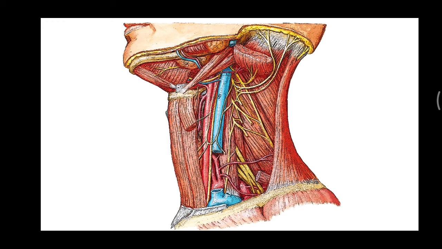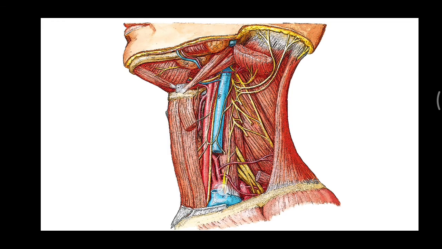Next one, nerve to the subclavius. It arises from the upper trunk carrying fibers from C5 and C6. The next one, suprascapular nerve. It is another branch of the upper trunk and conveys the fibers from the C5 and C6.